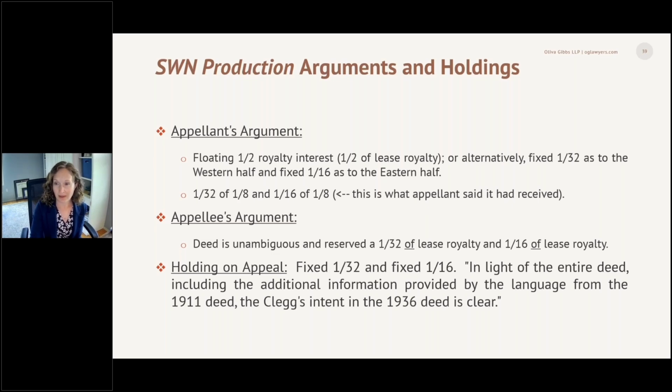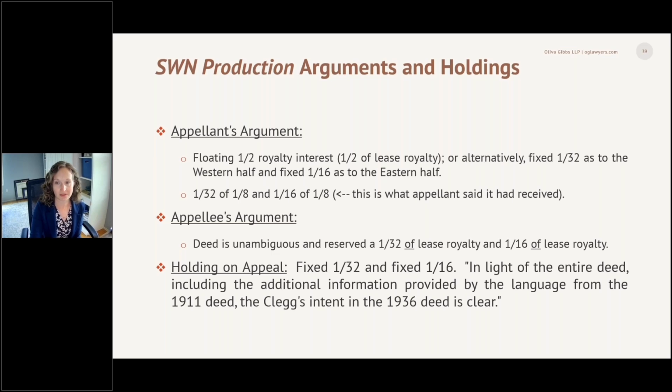So on appeal, appellant argued that the interest was floating for both of the tracts, a floating 1/2 NPRI. In the alternative, they argued that the interest was a fixed 1/32nd and a fixed 1/16th, not further reduced by lease royalty. An appellee argued that the deed is unambiguous and reserved a 1/32nd of lease royalty and a 1/16th of lease royalty as to the respective tracts.